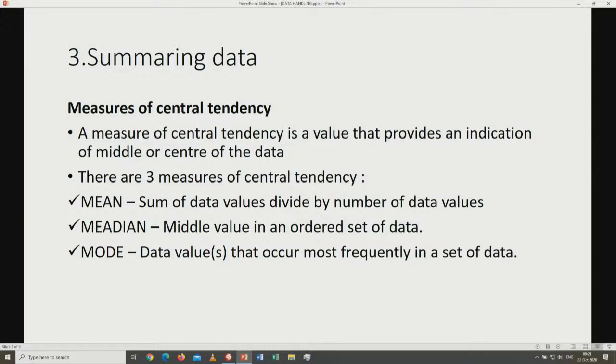That's how we summarize data, and that's the first way of summarizing data: by getting measures of central tendency. Now let us quickly check a few examples on how to work out these three measures of central tendency.